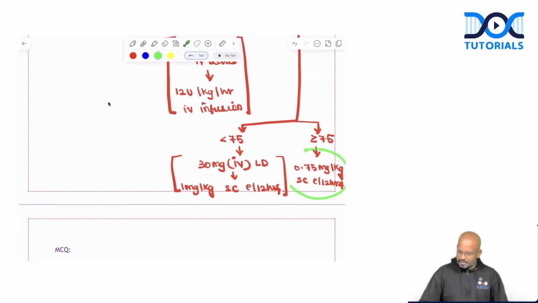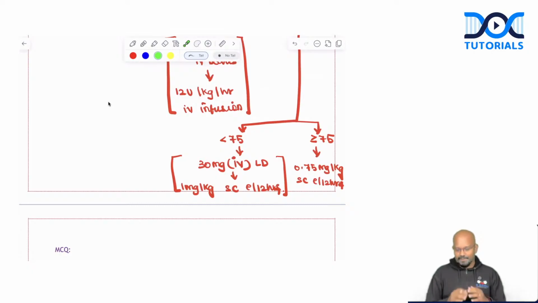The same thing over here, 0.75 milligram per kilogram given every 12 hours. Renal failure, every 24 hours, right? Because the excretion is going to get hindered and the patient might land up in bleeding also. To prevent that, we do this. This is the whole treatment process, guys.